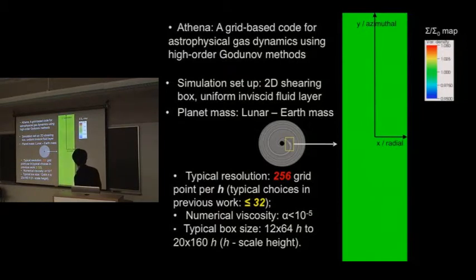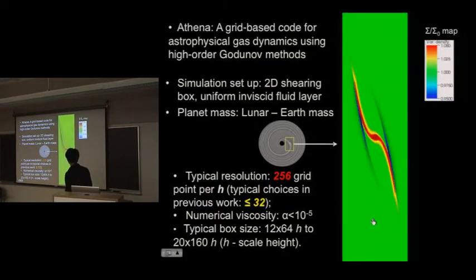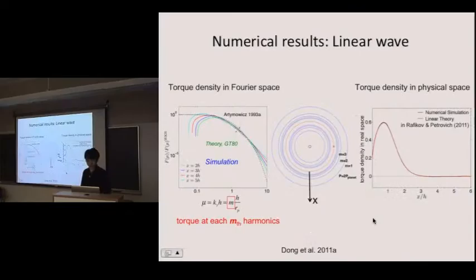This map is a density map. The initial density is 1, which is green here. This is just a simple example to show what the simulation looks like. Once you put in the planet, it's going to excite a density wave that propagates away. There is an initial transient phase. We wait long enough until this phase passes, then we start to measure the properties of the waves.